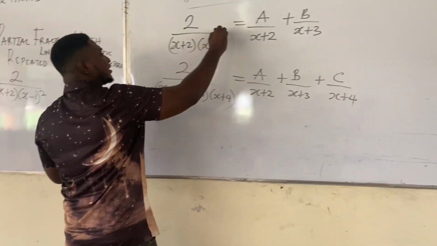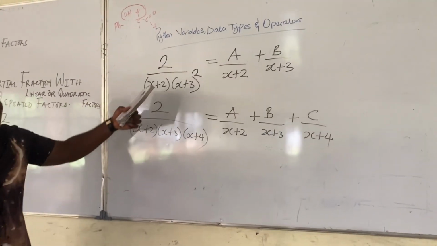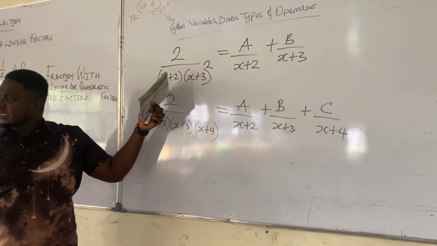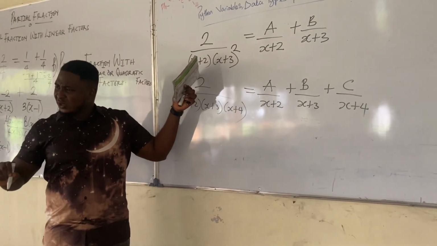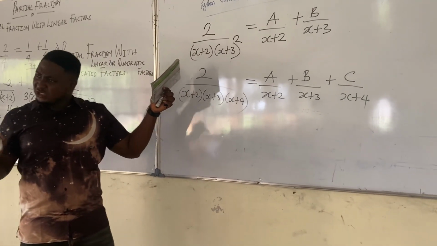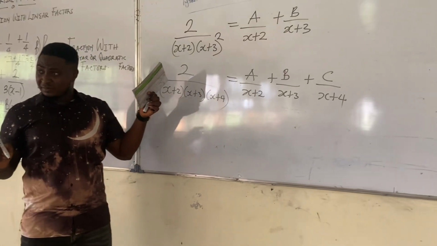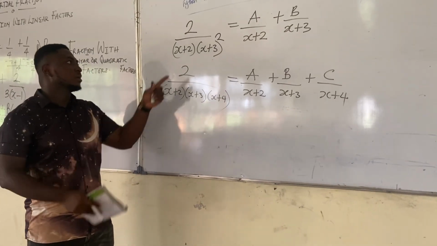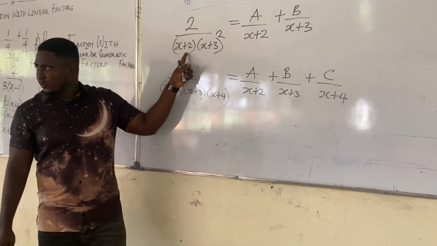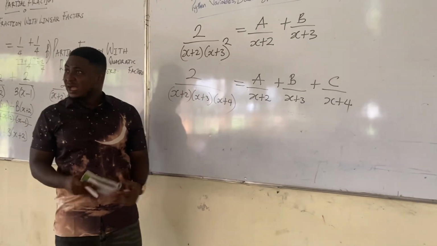Let me assume that we have 2 all over x + 2 and (x + 3) squared. Class, look up, please. It's important to understand mentally first what you write in your book. Your brain is going to the exam, your book is not going to the exam. So store things in your brain first, class. 2 all over (x + 2)(x + 3) squared, right? How do you undo this, class?